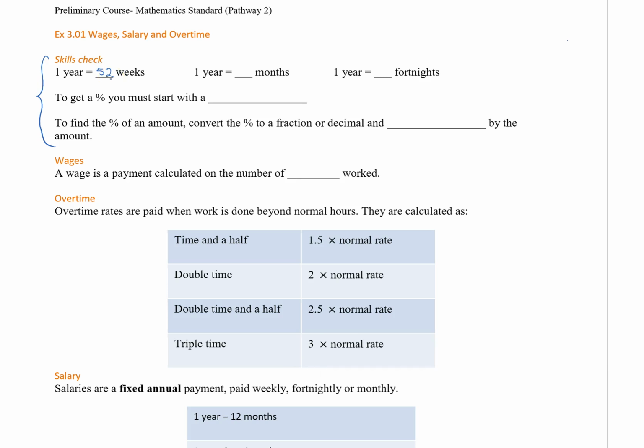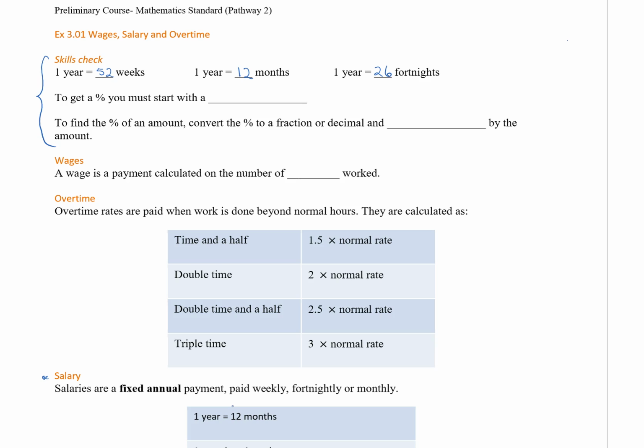You'll see also when we get to a salary down here that that's going to change because there are in fact not exactly 52 weeks in a year, and we take that into consideration, but only when talking about a salary. Otherwise, if it's a wage, we use 52 weeks in a year. 1 year is definitely 12 months, and there's no variation on that. 1 year is also 26 fortnights, and again, unless we're talking about a salary, and you'll see that clarification when we get to the salary section.